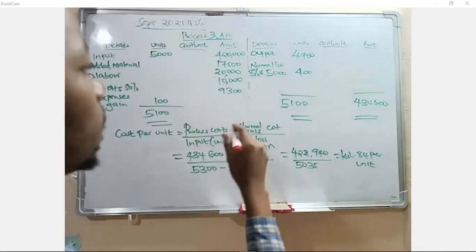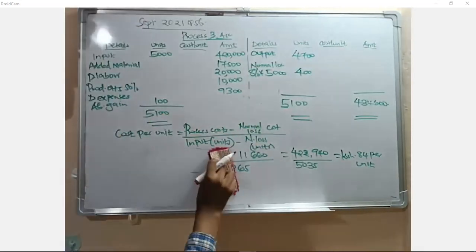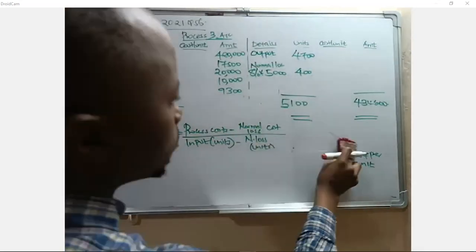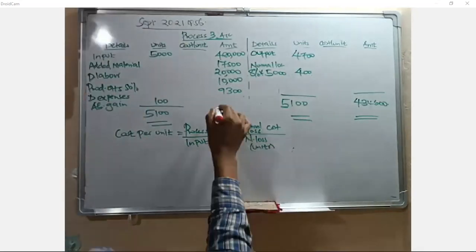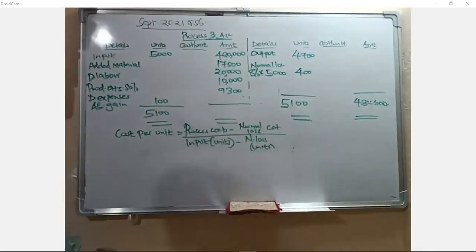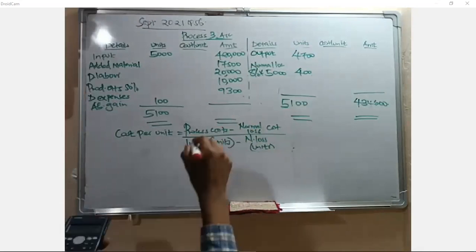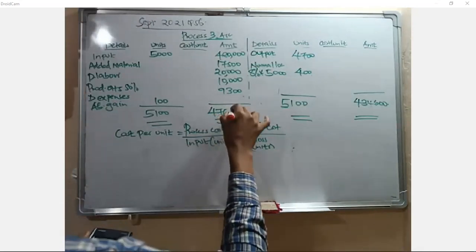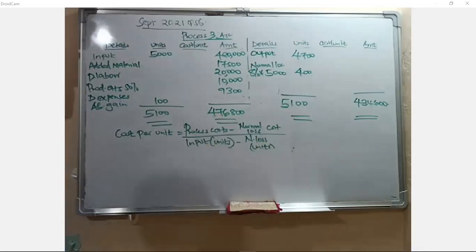So let us calculate the cost per unit. Before the abnormal gain, what is our total here? We talk about 420,000 plus 17,500 plus 10,000, 20,000, 30,000, plus 9,300. This translates to 476,800.